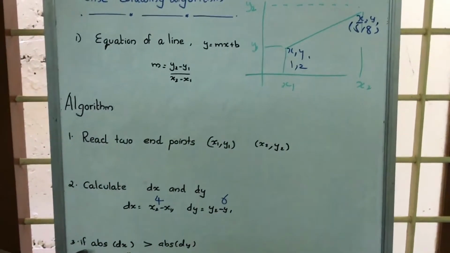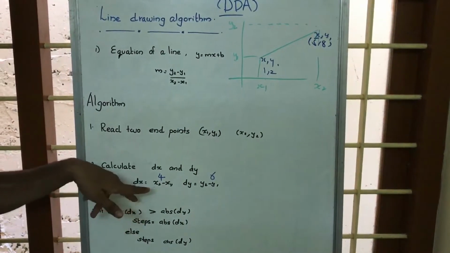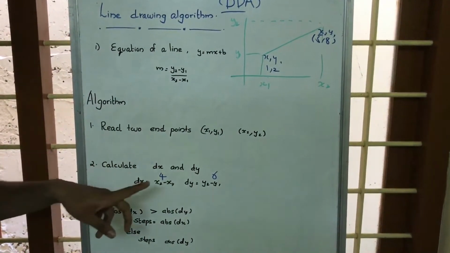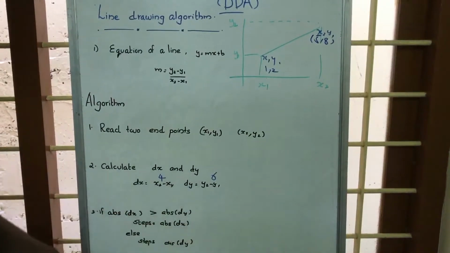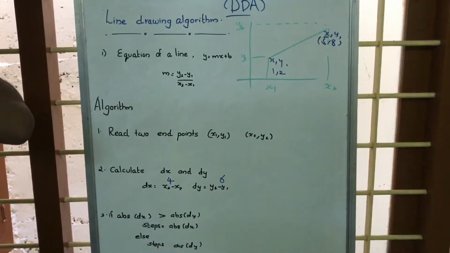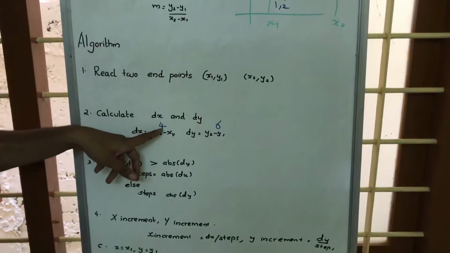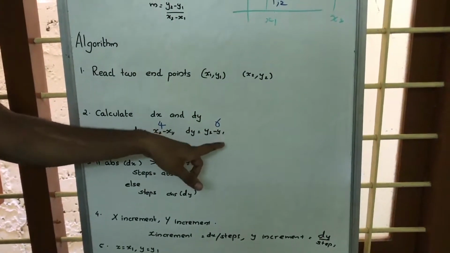Now we have to get the absolute dx. Absolute dx is the absolute value of x2 minus x1. So it is 4, and absolute dy is 6. Here we have to compare absolute dx and absolute dy. Absolute dx is 4 and absolute dy is 6.